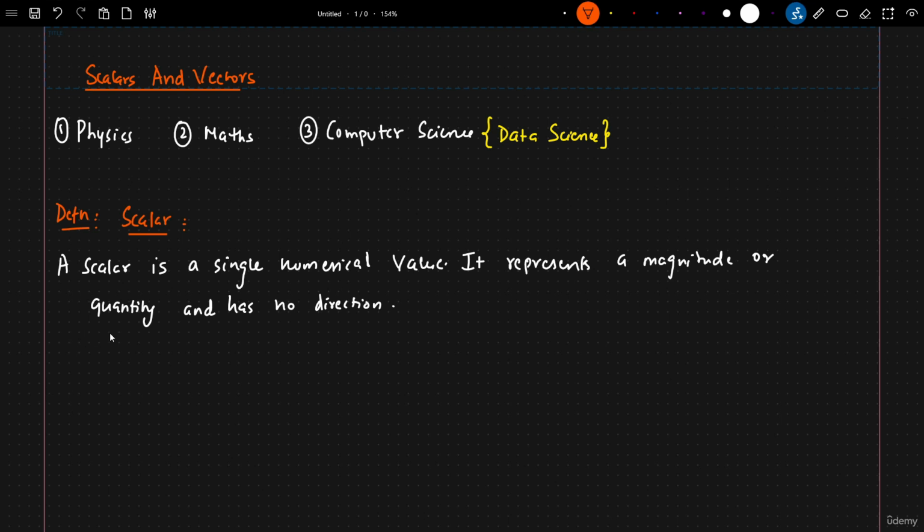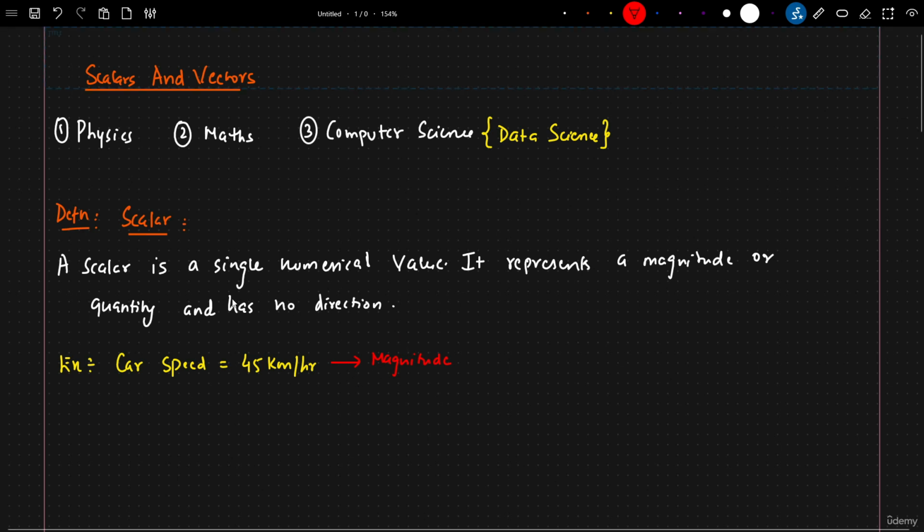Let me take some very good examples so that you'll be able to understand. Let's say I talk about car speed. Let's say the car speed is somewhere around 45 kilometers per hour. The value 45 kilometers per hour is specifically the magnitude, and in a scalar you do not have any direction. What is the difference between direction and magnitude? I'll talk about it in some time, but right now you can just consider that a scalar is just a single numerical value.